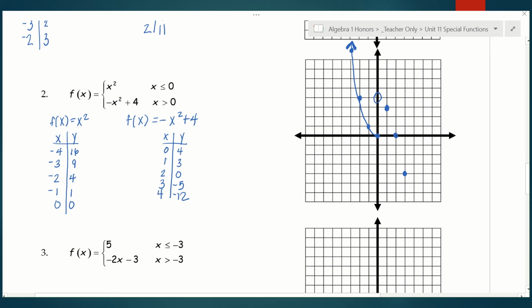Okay. And again, arrow on the end because that one keeps on going. So interesting, a half of two different parabolas, one that opens upward and one that opens downward.